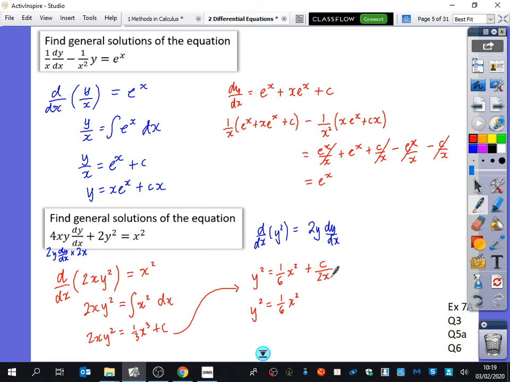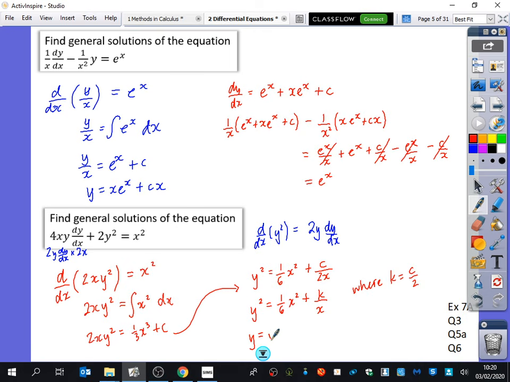Now if you wanted to, you could change this bit. What do you think I could suggest you could change this bit to? You could replace it with just k over x, where k equals c over 2. Just in case they were telling you, show the general solution is this, and you got this, they're the same thing as each other because you could replace k with c over 2. You're allowed to replace this like this. You wouldn't be allowed to replace it in any other kind of way.